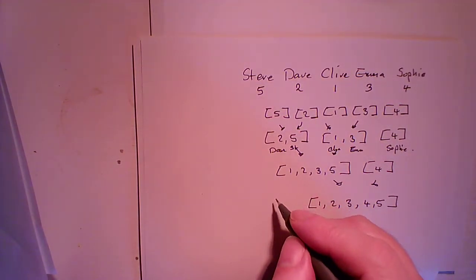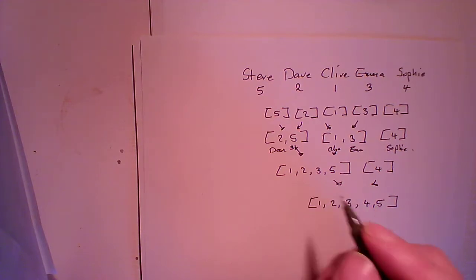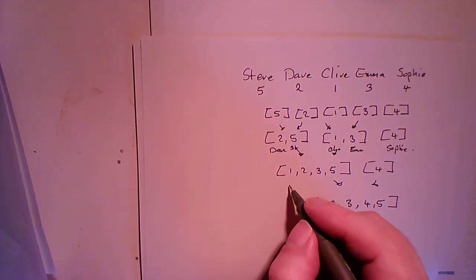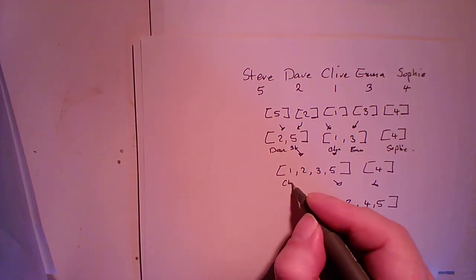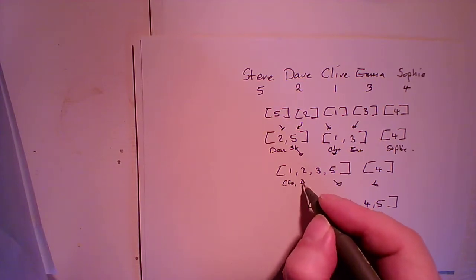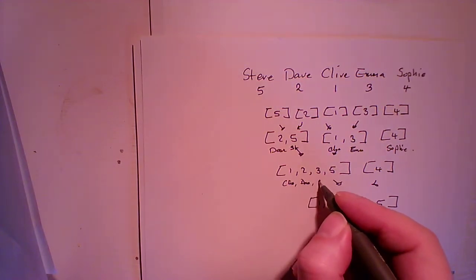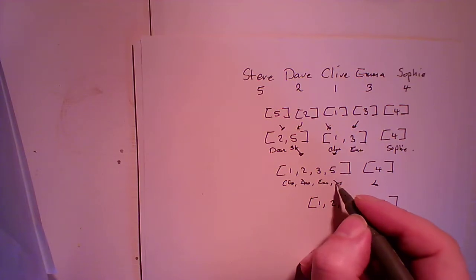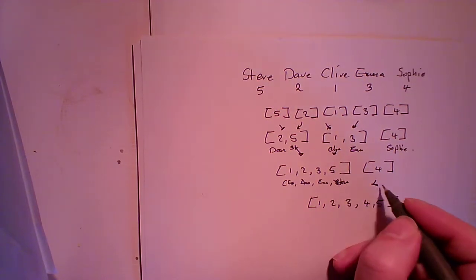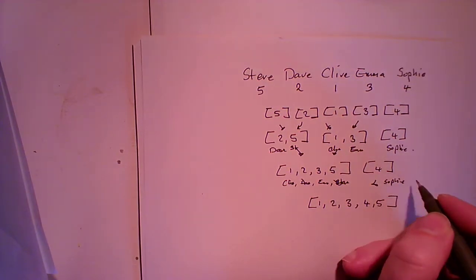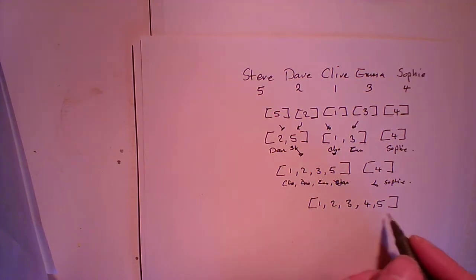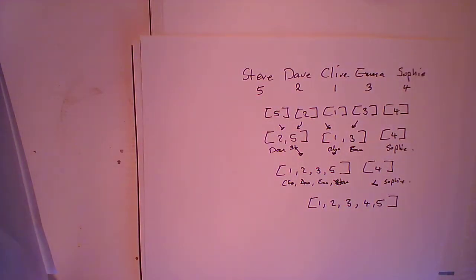So you could sort it with something that you're familiar with, but put the words back in so that they can see that you understand. So this one is Clive, Dave, Emma and Steve, and Sophie on the end, and obviously the sorted list as the last one. It really doesn't matter. That would show a little bit of understanding if you did it that way.